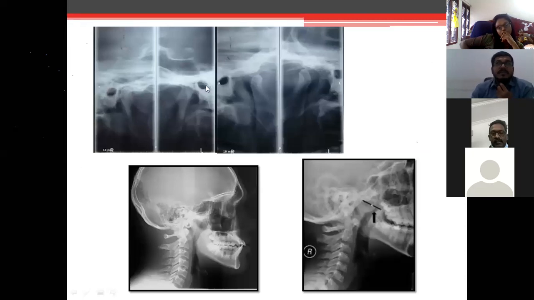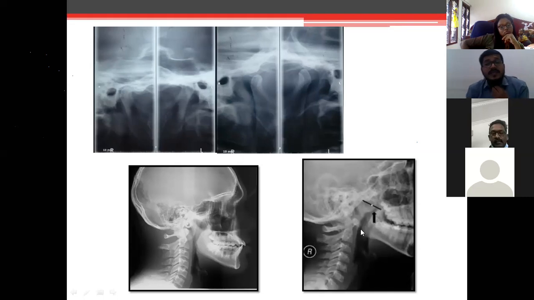Actually, when I was doing my PG, we had the TMJ tomogram, then transcranial, transpharyngeal, transorbital, reverse Towne. So many different projections were there. But with the use of CBCT nowadays, nobody is going for a transcranial, transpharyngeal, transorbital view. Everybody is taking a CBCT, so we can avoid all these other difficult radiographic evaluations. And another important investigation is your lateral cephalogram.